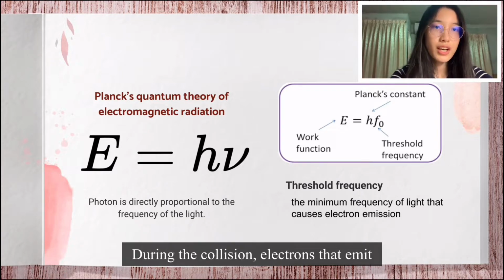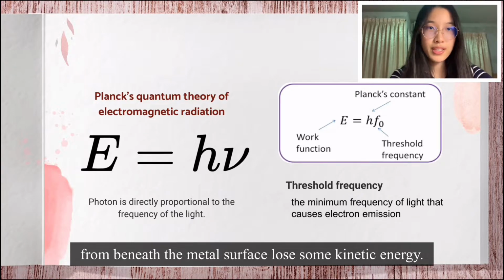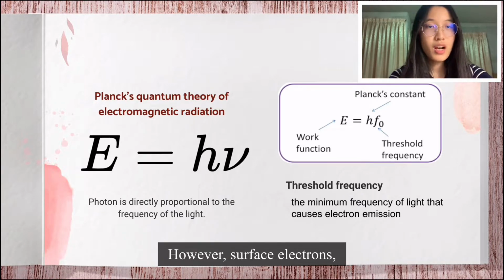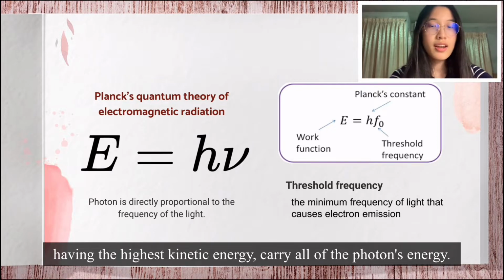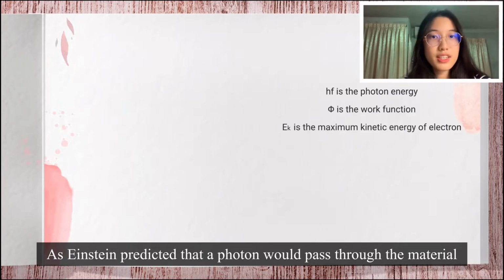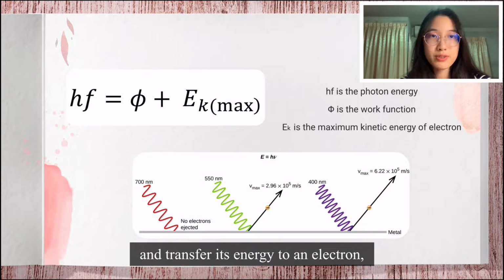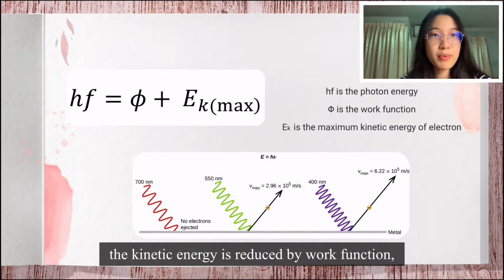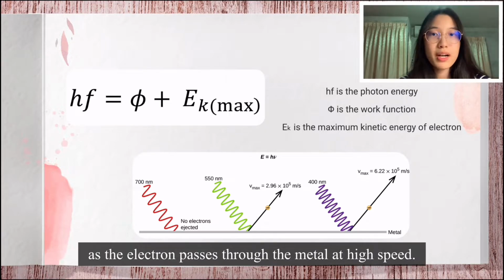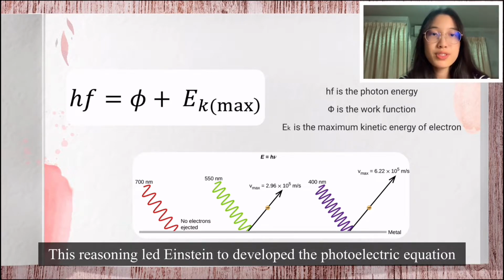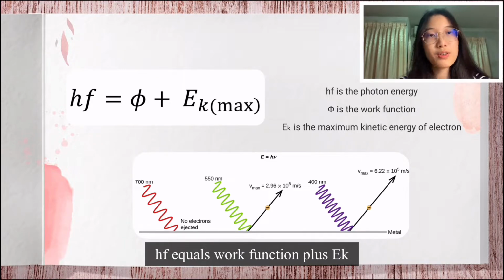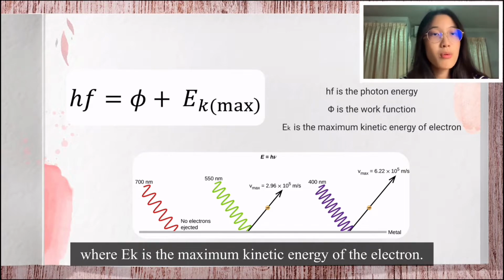During the collision, electrons that emit from beneath the metal surface lose some kinetic energy. However, the surface electron that has the highest kinetic energy carries all the photon energy. As Einstein predicted, the photon would pass through the material and transfer its energy to an electron, and the kinetic energy is reduced by the work function. This reasoning led Einstein to develop the photoelectric equation hf equals work function plus EK, where EK is the maximum kinetic energy of the electron.